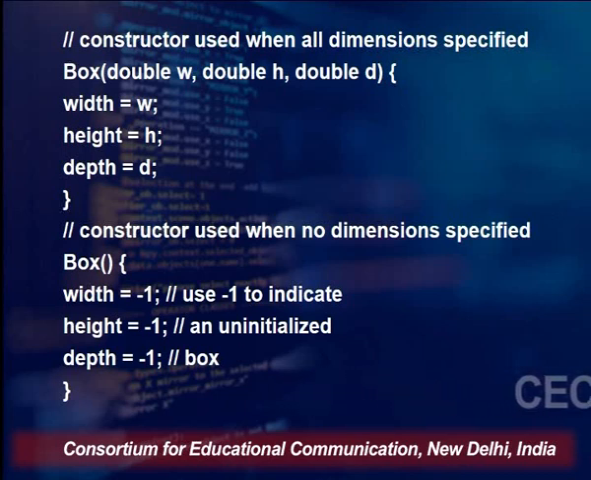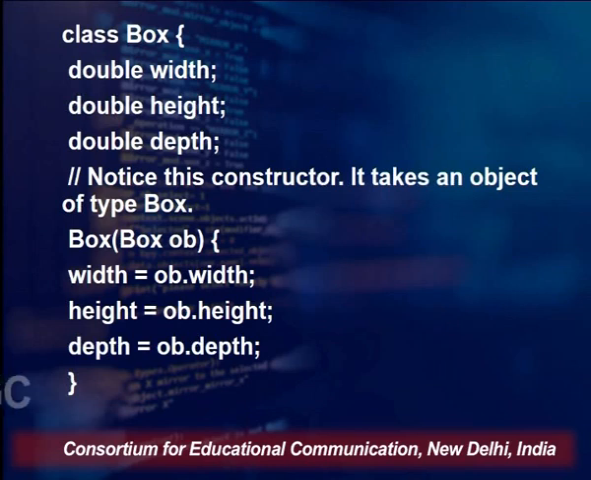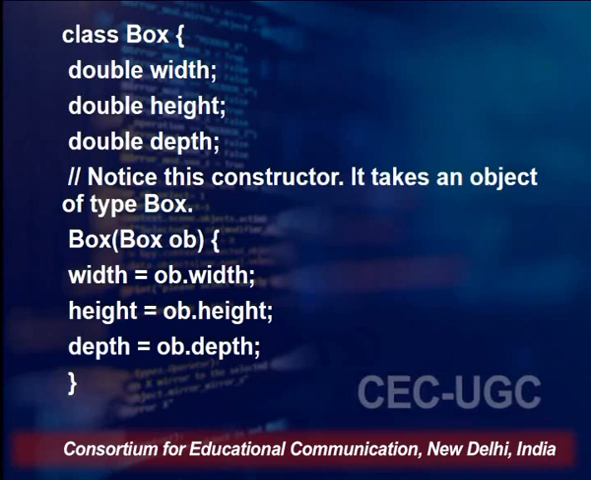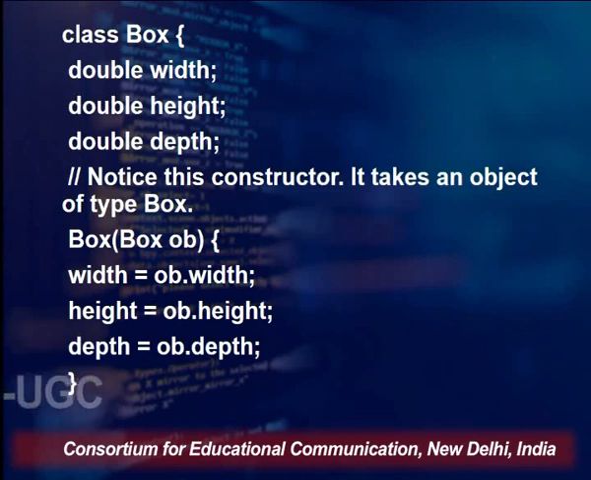So these 3 versions of the constructor we have already seen in our previous program, but here in this class we are going to add one more constructor, and that constructor is going to take the object of, or the reference of, the class Box, and here it is. So we have class Box with width, height, depth, and the new thing is this constructor, which is going to take an object of the type Box.